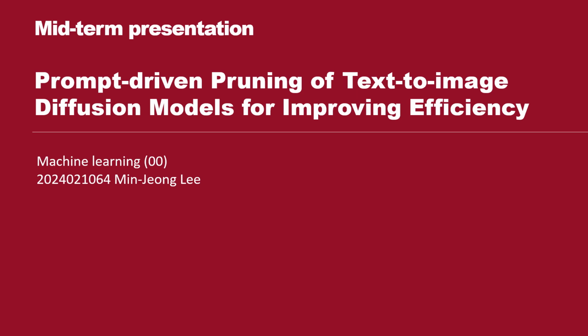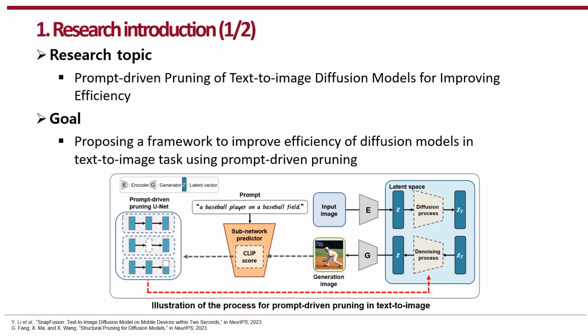The project title is Prompt-Driven Pruning of the Text-to-Image Diffusion Models for Improving Efficiency. This slide is about the research introduction. I'm studying how to improve the efficiency of the model by reducing the number of parameters and the amount of computation by pruning the diffusion model based on the text prompt in the text-to-image task.